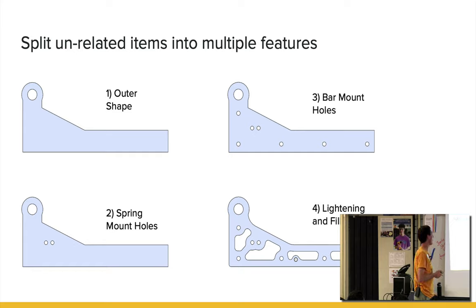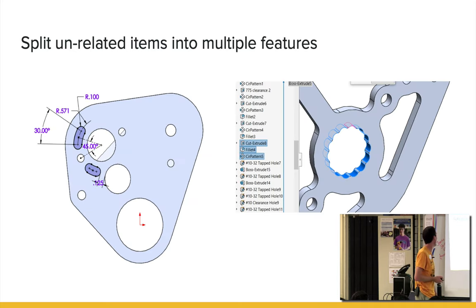The advantage of doing that is, let's say we decide, oh, we don't want a spring, we want to move to surgical tubing or something. Well, it's pretty easy to go in here. You just delete this feature and you get rid of the spring holes. It keeps things separated out.